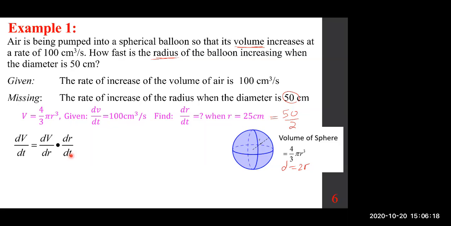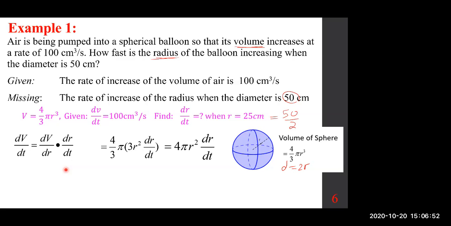The portion without the dr/dt is the first portion, dV/dr. If you take the derivative of the volume with respect to r, you get 4/3 pi times 3r squared. Done. But since we want it with respect to time, we are going to add dr/dt. I hope everybody's following that. Of course, we simplify this: 4 pi r squared dr/dt. Practically, we are done. The rest is basic algebra.